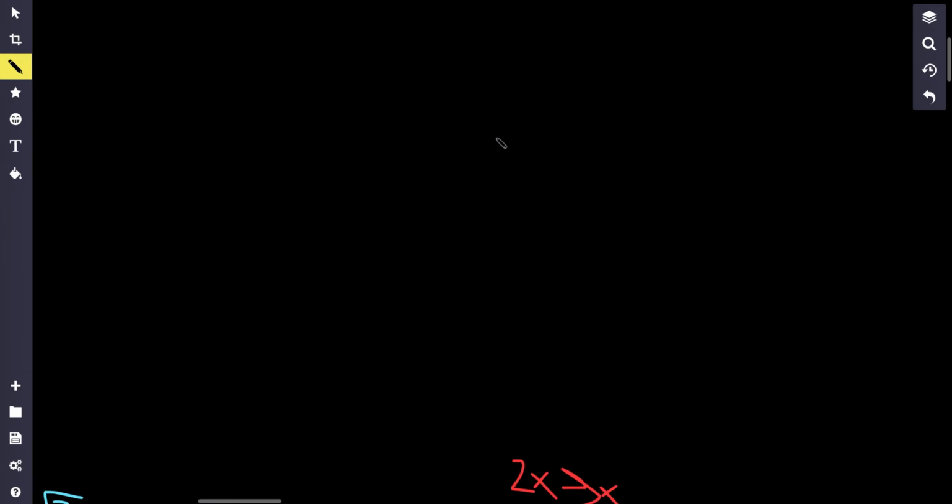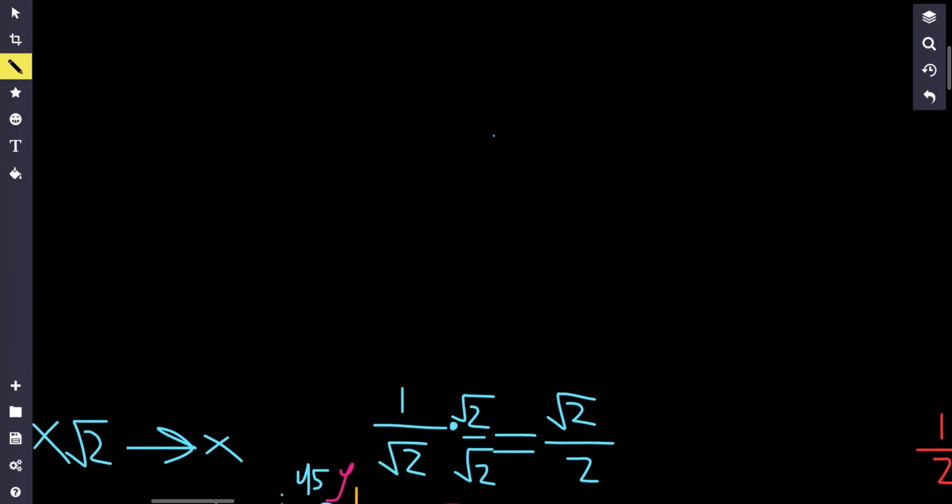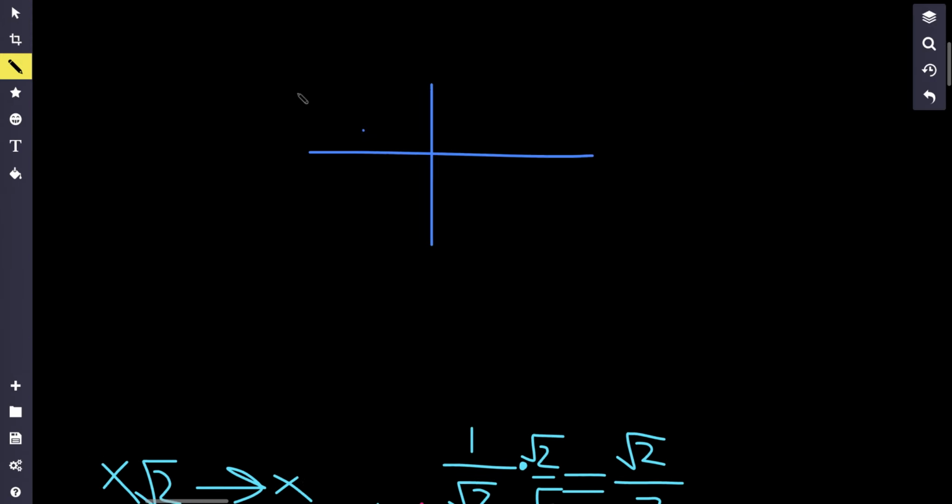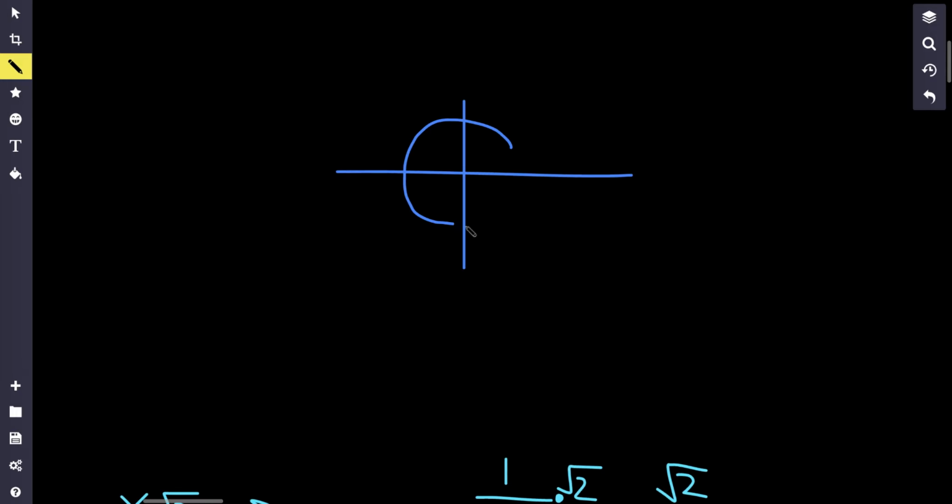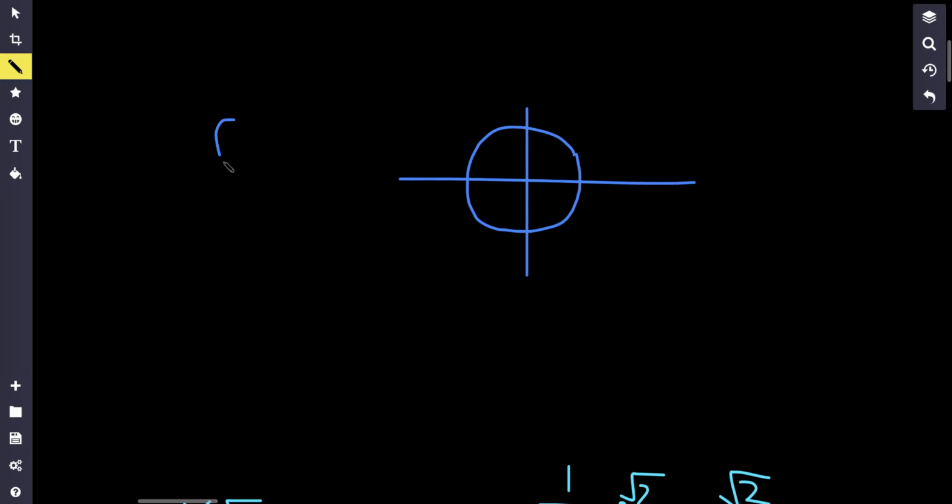Now, here's the fun part, or maybe just the tiny bit more exciting part. How do we take, let's say, cosine of 135 and sine of 135? How do we do this, right? Well, now we're going to take the big boy angles.